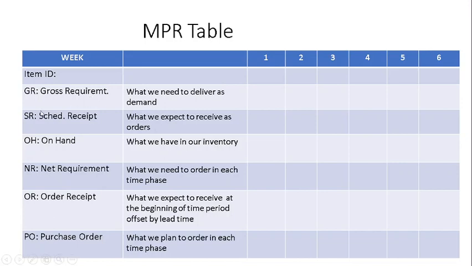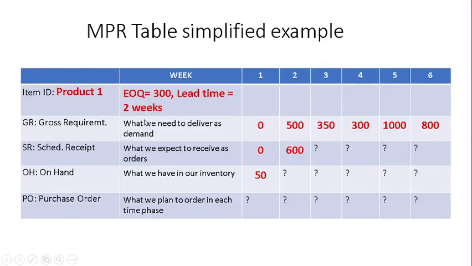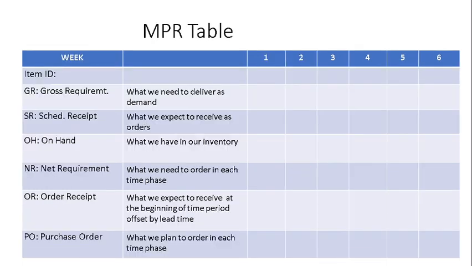The second line is what we expect to receive as orders, meaning that we have ordered some time ago and we expect to receive it as an order from some supplier. The third item is what we have already in our inventory as stock. It may be something that is left from a previous order. If we take out the necessary items to deliver our gross requirements, on hand means what is left in our inventory and it is available for our assembly line.